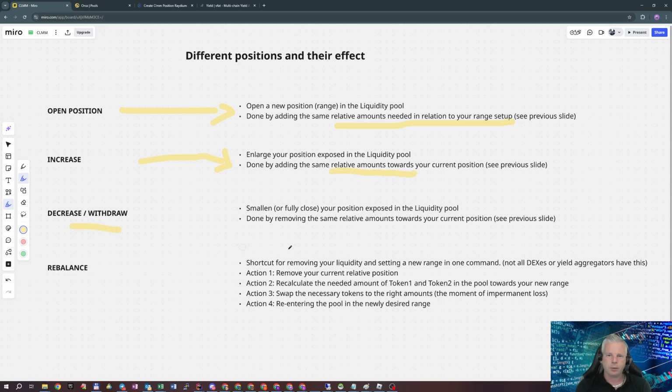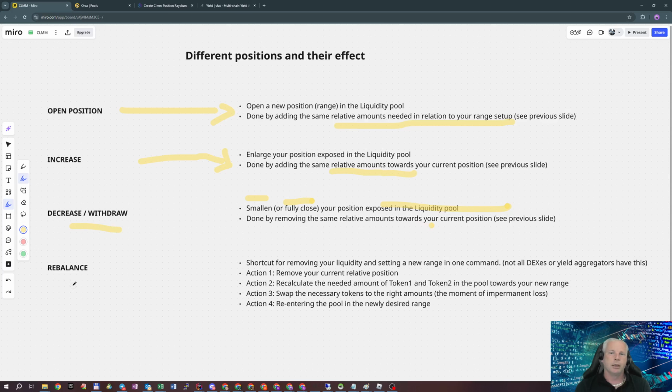Then the decrease. That means that you will shrink or even fully close your position, and you will get your funds back, even if that is Sol or USDC or whatever the price point was in your range at that point. And again, you will receive the same relative amounts of assets back into your wallet.